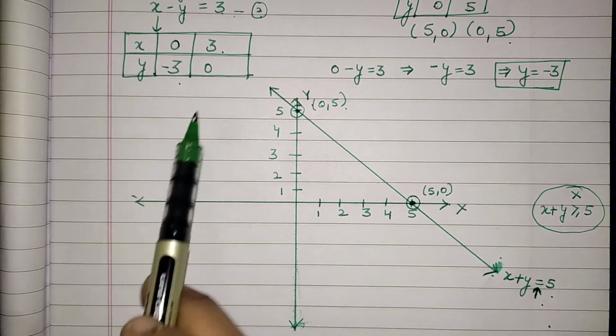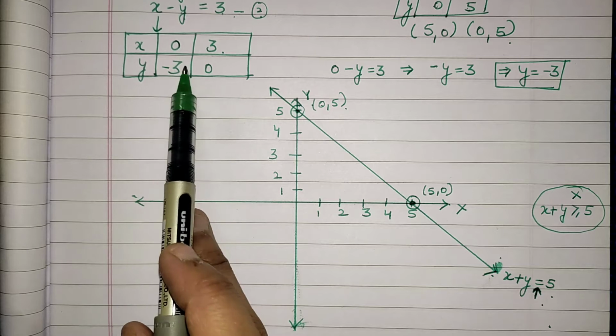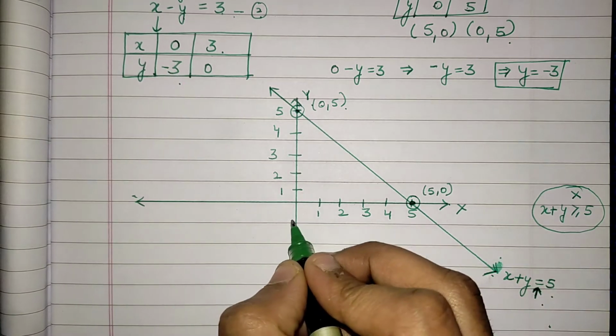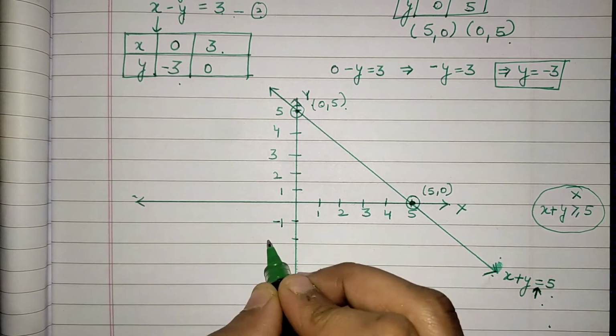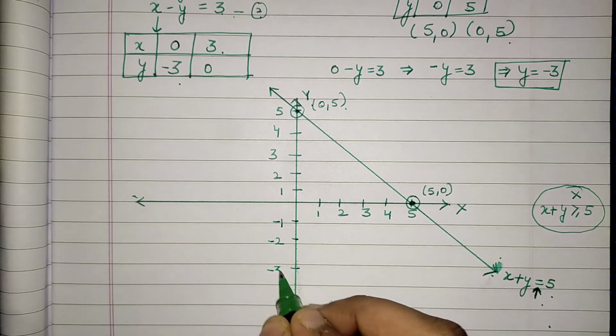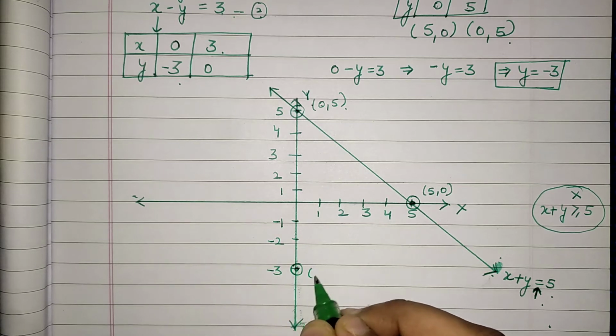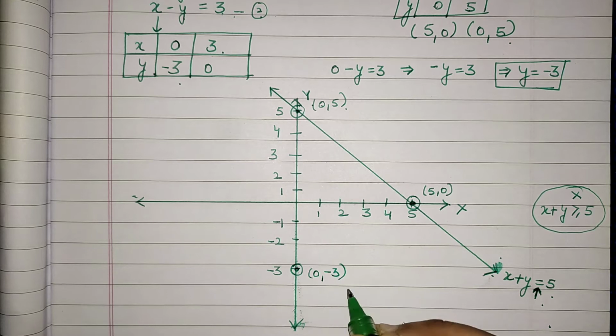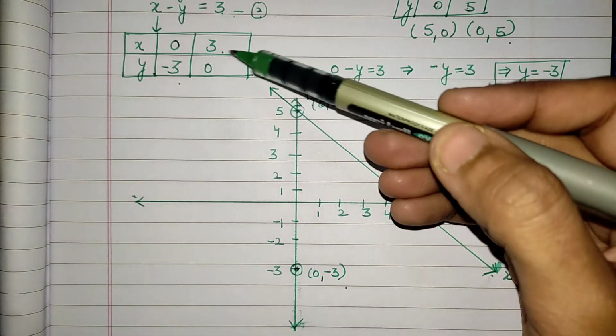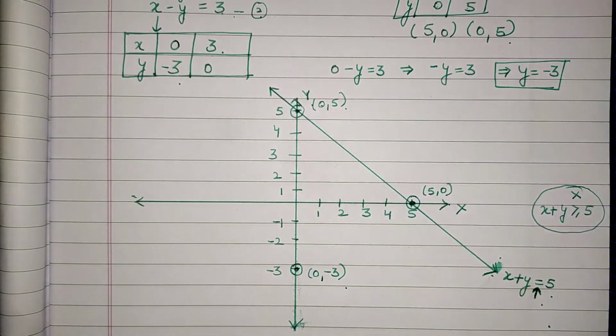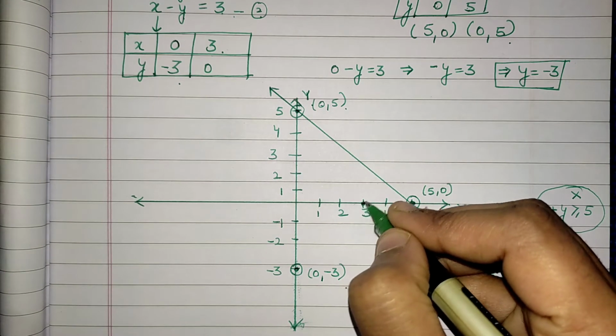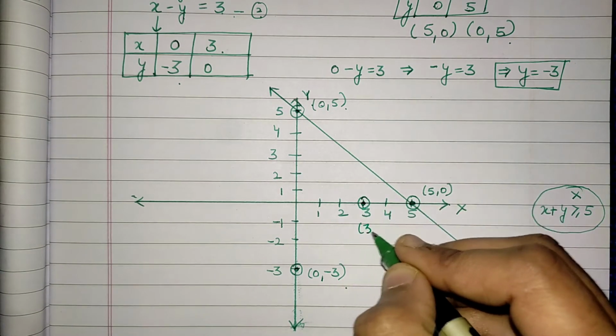Then moving to the second line. The point (0, minus 3) means it will be on the negative side. This point will be (0, minus 3), and my second point is (3, 0). So this is my second point, (3, 0).